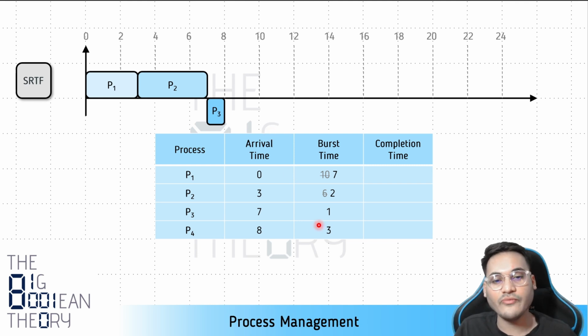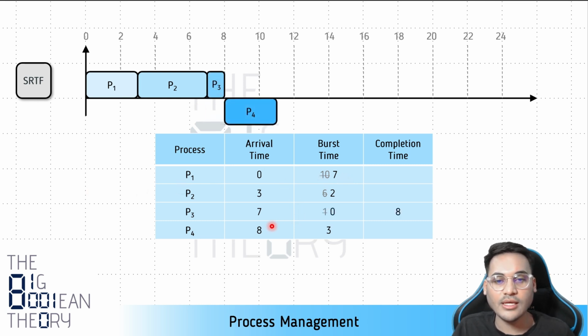So at this point, when we are allocating the CPU to P3, it is the optimal candidate. As you can see, 1 is less than 2 and 7. And as P3 executes, its burst time will subsequently decrease and it will always be less than P1 and P2. Right. So P3 executes and it actually finishes.